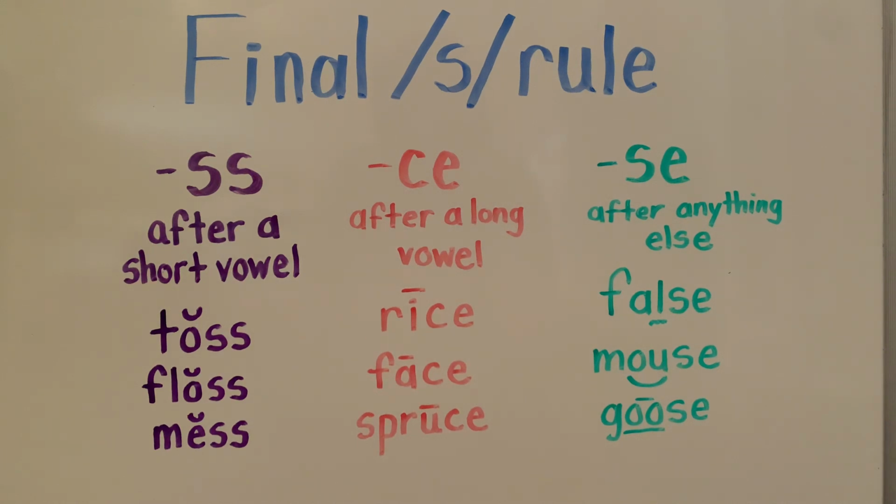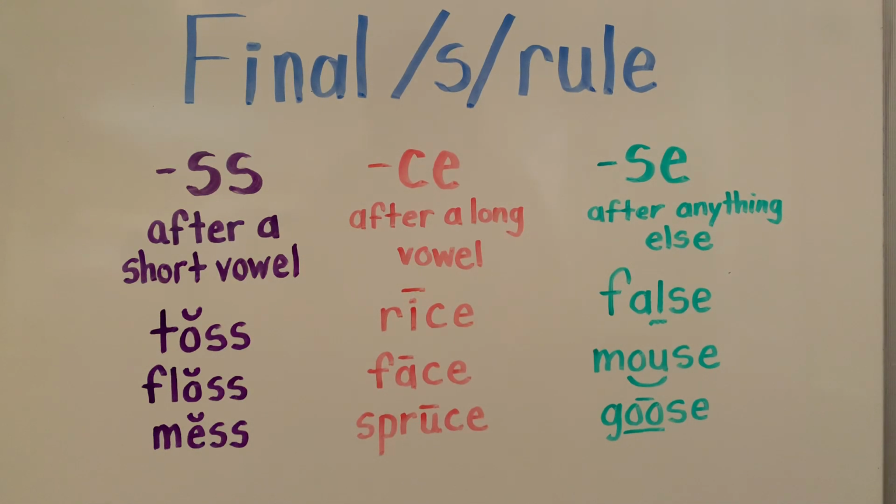The next rule is if there is a long vowel right before the S sound, you spell that S sound with a CE on the end. So I have 3 examples: rice, face, and spruce. Right before you hear the S sound in all of those words, there is a long vowel sound. I, S, long I. S, long A. S, long U. So since I hear that long vowel sound right before the S sound on the end, I know I'm going to use the CE pattern to make that S sound.